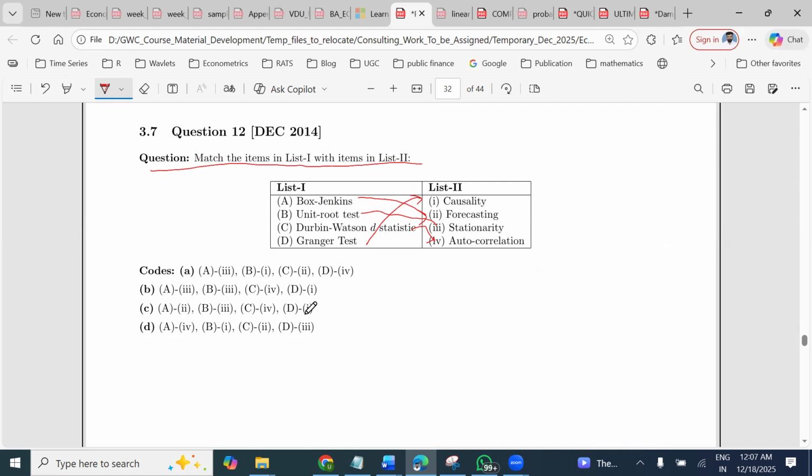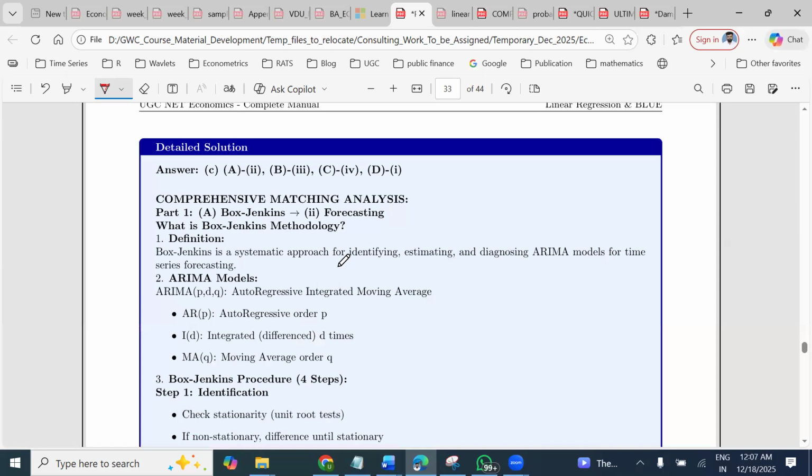So which one will be the correct answer? C. Okay, very good. Now let us see. So C is the correct answer. Box-Jenkins means forecasting. What is the Box-Jenkins methodology? You should know.